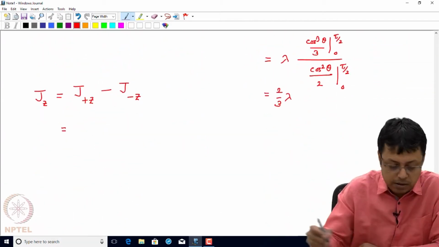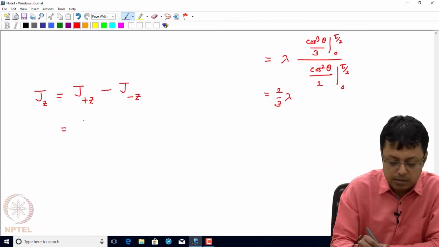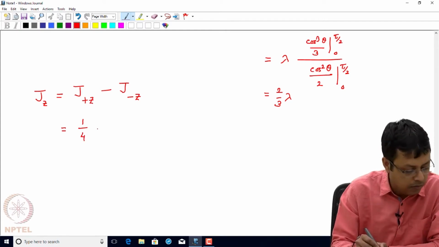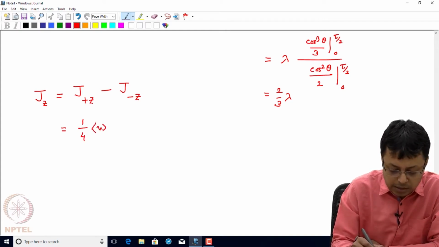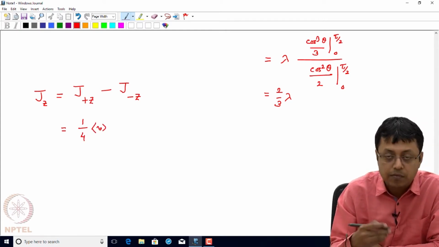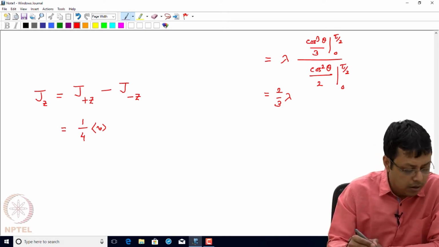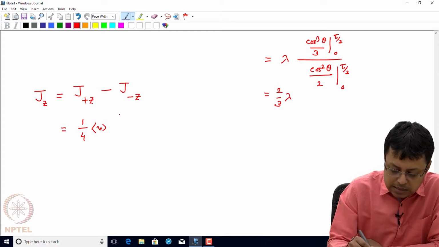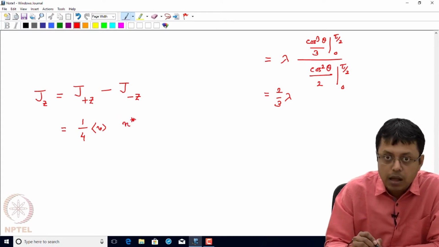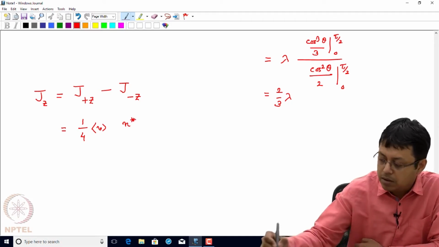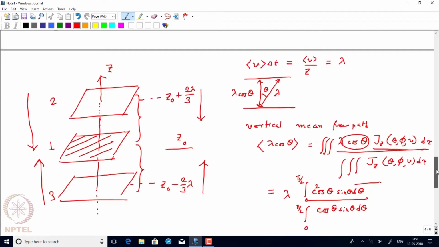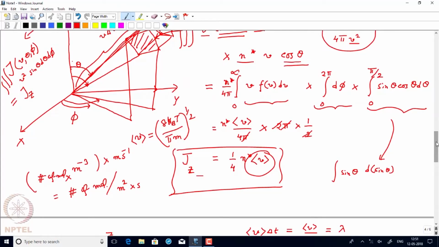So for the positive flux, we will use the definition. It is 1/4 average velocity. Now J, or the flux, which is the positive flux coming from the bottom layer, is nothing but this quantity n star. And now before we write something else, let us first say that I write it as Jz is 1/4 n star into V average.